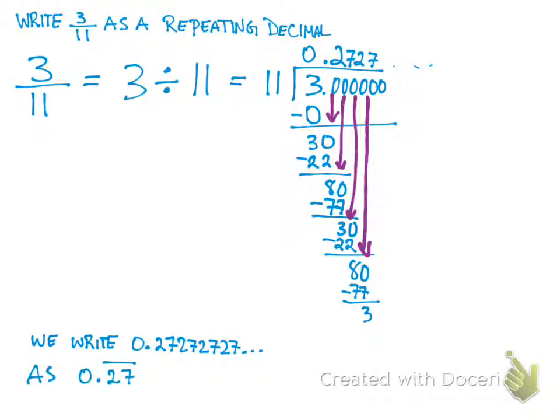We are going to get a pattern that 11 goes into 3 0.27272727, etc. times. So we write 0.27272727, etc. We write that as 0.27 with a line on top, and that will indicate that the number 27 after the decimal point repeats itself forever.